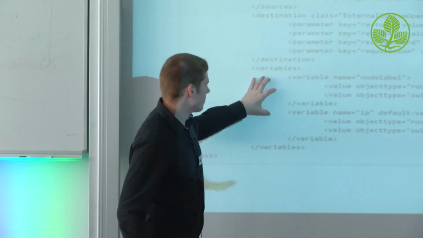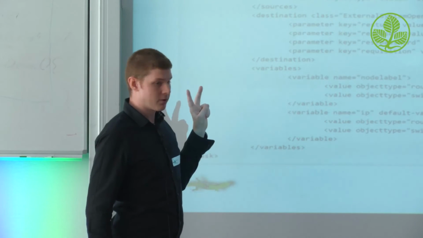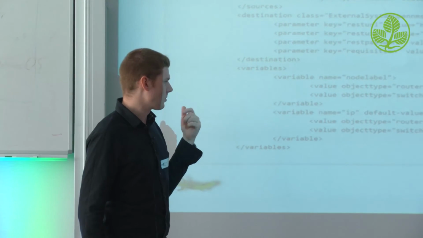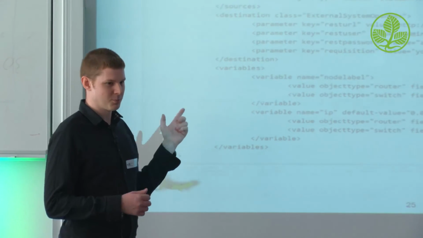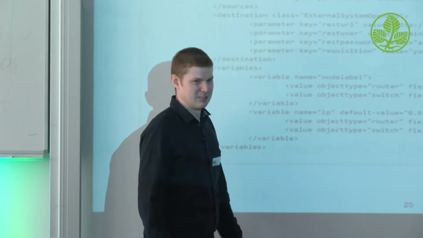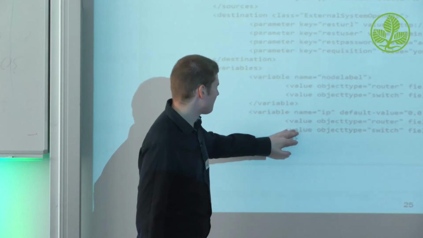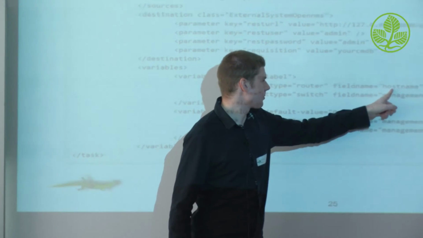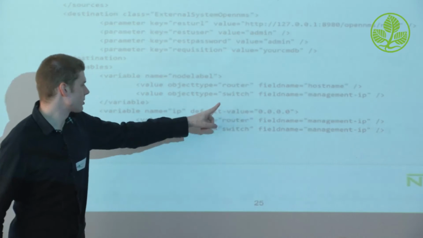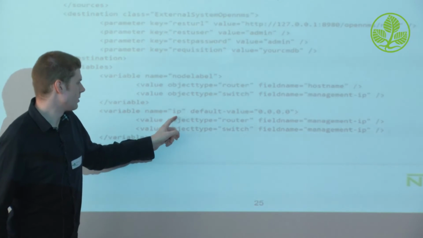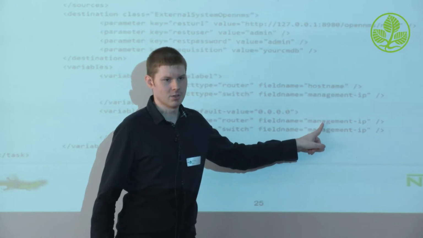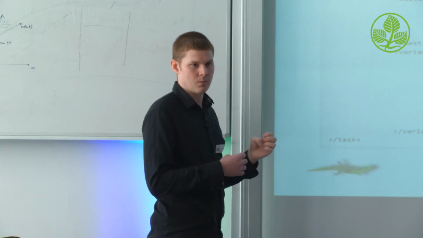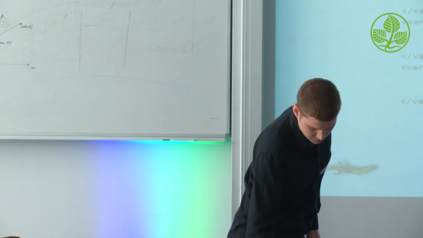Okay. Here we can define some variables. There are two variables we have to define because OpenNMS needs a node label and one IP interface, which should be given. It doesn't strictly need that, but it doesn't really make sense without it. And we use the node label from router objects with the field host name and management IP from switches. And we use the IP address from the management IP here. This is the minimal configuration. There are some other options we can set, and that you can see in the next slides.